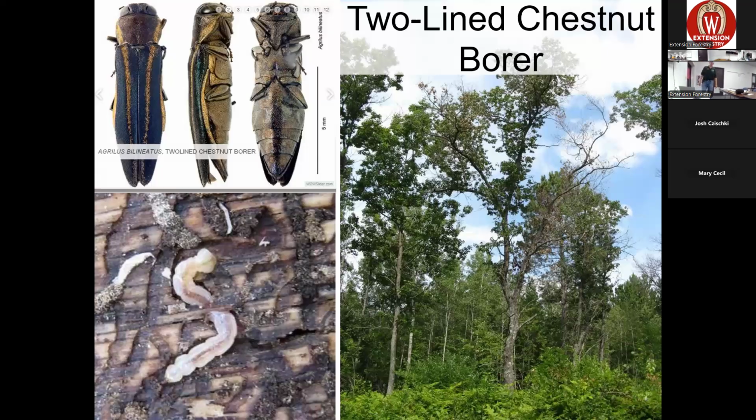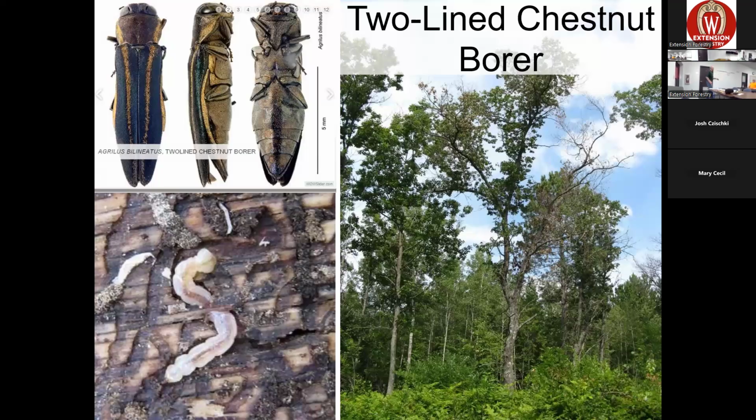Two-line chestnut borer is another oak pest that we have. This one now is an insect. Well, the other one had an insect involved, carried it around. This one, the main agent that hurts the tree is an insect, a beetle and its larva. And we have seen a lot of this in the last few years. This is a pretty common pest of our oaks. And what they tend to strike are trees that are already stressed.